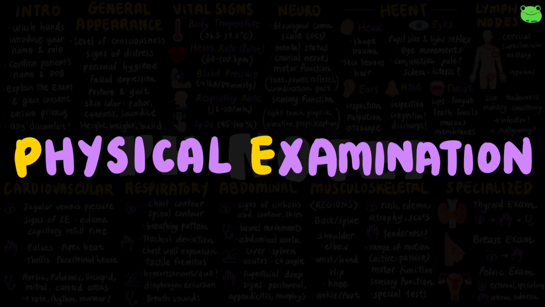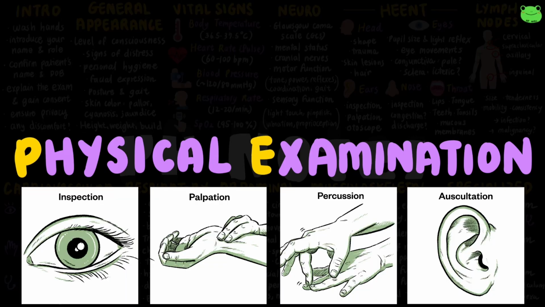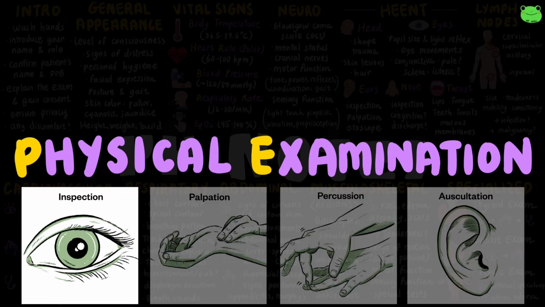Today we're going to talk about the physical examination, one of the most essential skills in clinical practice. Physical examination uses 4 basic techniques: inspection, palpation, percussion, and auscultation. Inspection means observing a patient's appearance and any visible abnormalities.